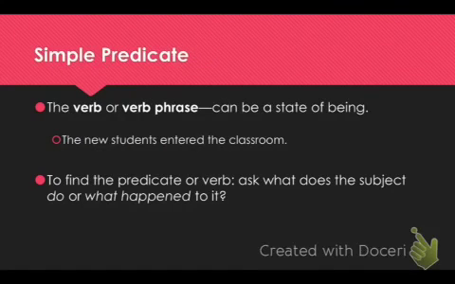The simple predicate of a sentence is the verb or verb phrase, and remember that it can also be a state of being. Going back to our original sentence, "The new students entered the classroom," entered is the simple predicate. To find the predicate, or to find the verb in a sentence, just ask yourself, what does the subject do or what happened to it?